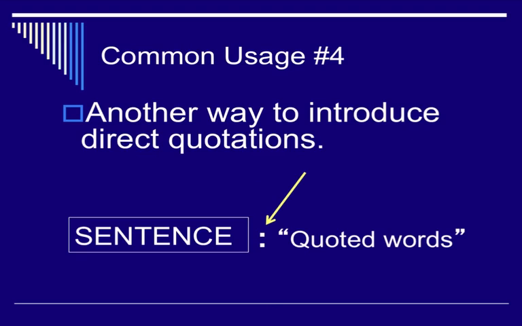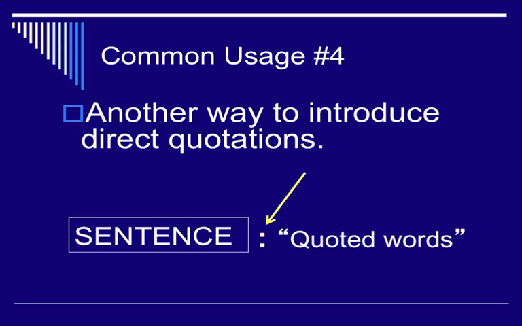Common usage number 4 is to use the colon as another way to introduce direct quotations. It does get kind of annoying to keep reading and to keep writing, and so the author says, comma, quotes, blah, blah, blah. Or, the character then said, comma, quotes, blah, blah, blah. Let's find another way. This is the other way.